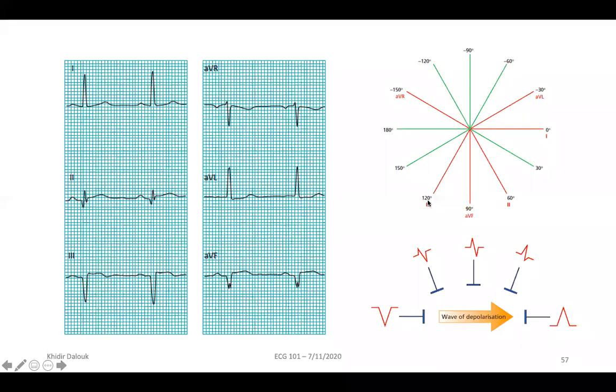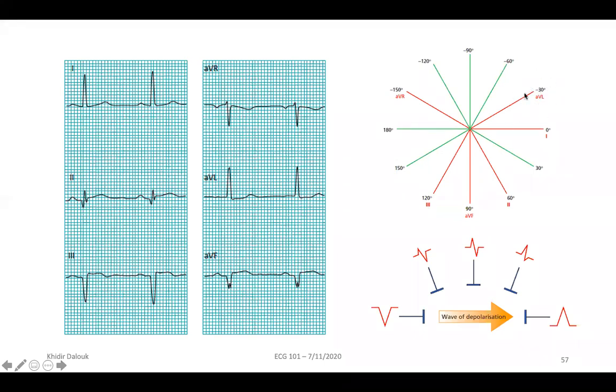And in this case, you can see that, where am I lost there? Actually, in AVL, this is positive. Sorry, guys. In AVL, as you see here, AVL actually is positive. So that's telling you that the activation wavefront is going towards AVL. And it's going away from AVF and lead 3, because if it's going away from them, it's going to be negative. If it's going towards AVL, it's positive.